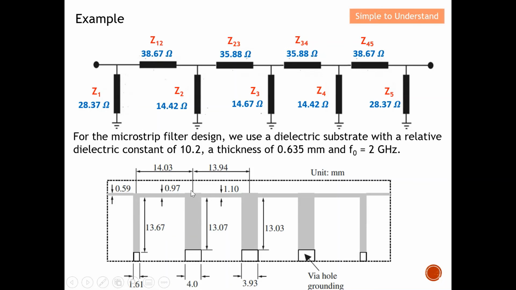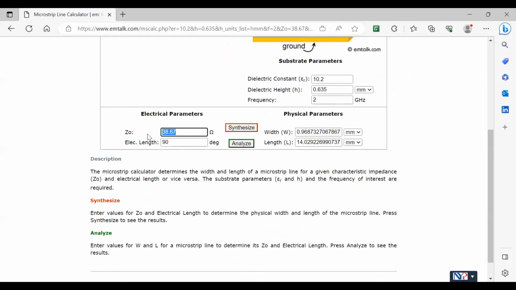Let me give you another example. Let's do this 14.42 ohm, which is here. From here, you know that the width is actually 4 mm and the length is 13.07. So the impedance is 14.42. Again, let's switch to the schematic. What I need to do is just enter my impedance, and because it's still a quarter wavelength, I can calculate it. Give it some time.